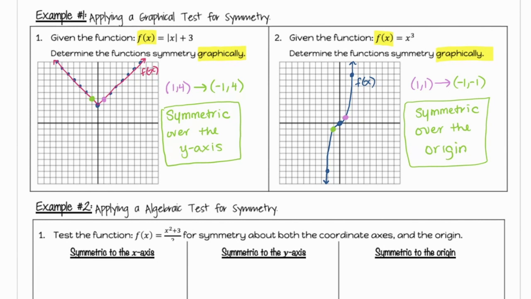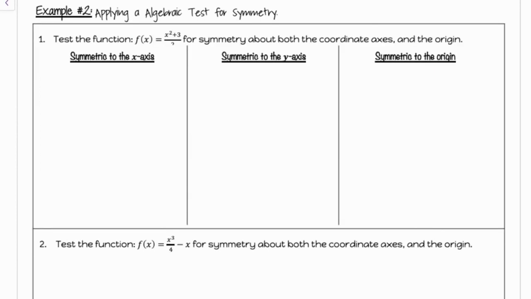So that is if I have been given a graph. If I'm given a graph, what I want to do is look at the ordered pairs and see if I have some sort of reflection going on. Let's look at an algebraic test. So here in example 2, we are applying an algebraic test for symmetry.